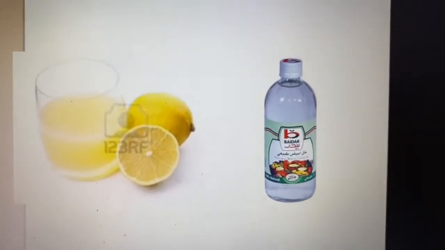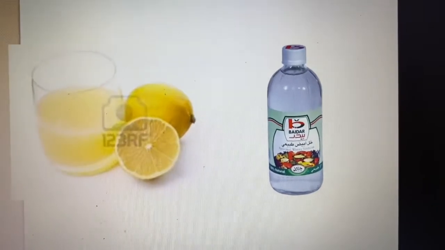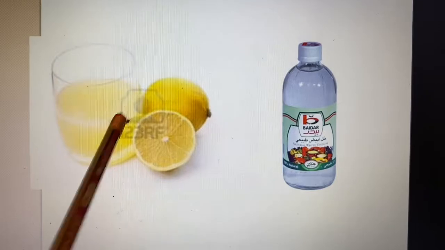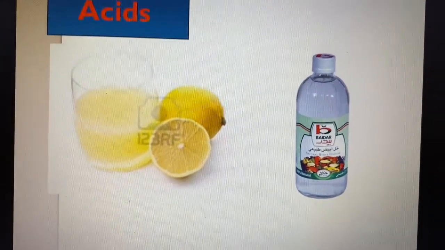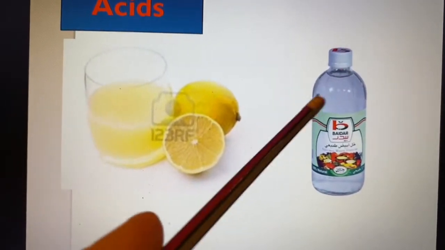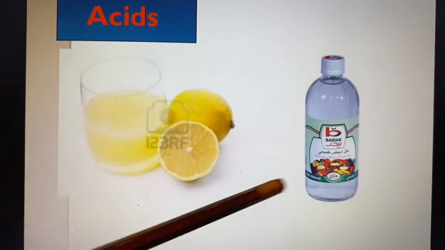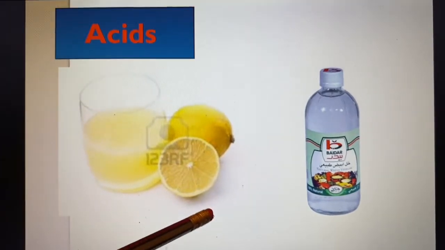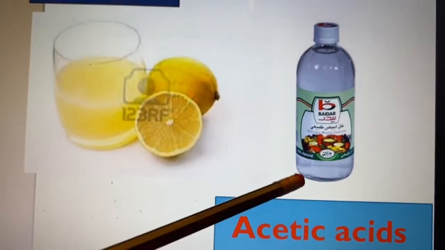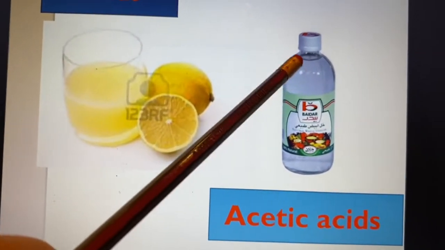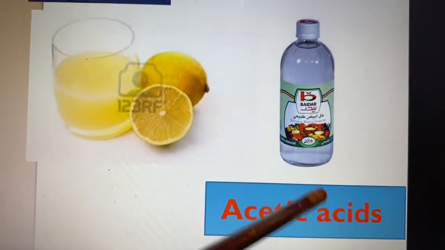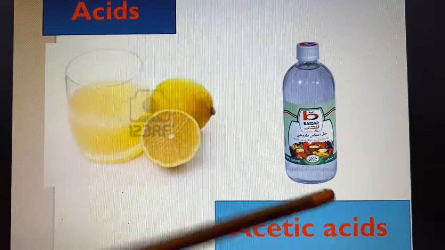Let us start with our first lesson, our first objective. I'm sure all of you know the vinegar and the lemon, and we know that both of them are acids. Now, vinegar is an acid because it contains a functional group. Today we will learn what it is. And mainly the acid that is inside of the vinegar is called acetic acid. And also today we will know exactly what is acetic acid.